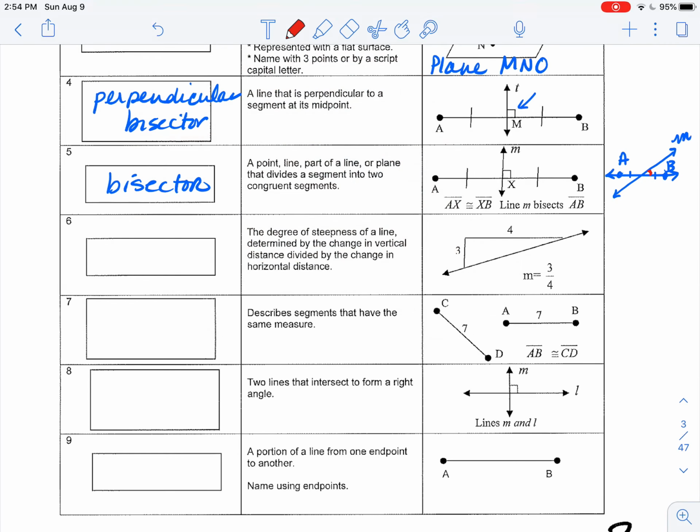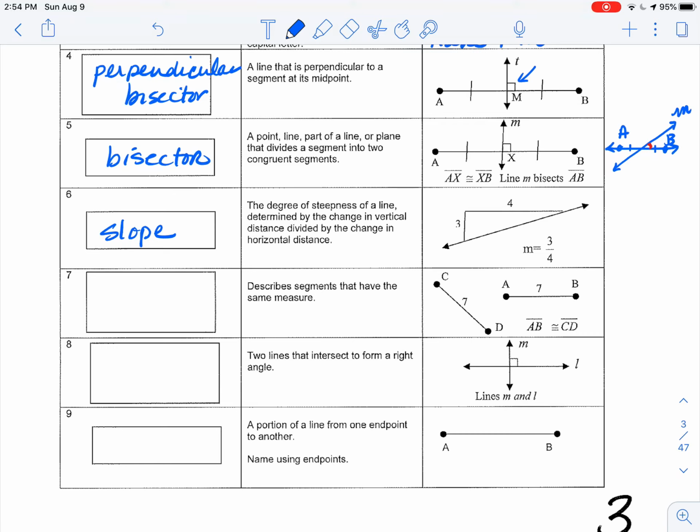Number 6, the degree of steepness of a line. You learned this in Algebra 1. This is the slope, and that's determined by the change in the vertical distance divided by the change in the horizontal distance. It is always rise over run. So we're rising 3, we're running 4. So that's why the slope is 3 over 4.